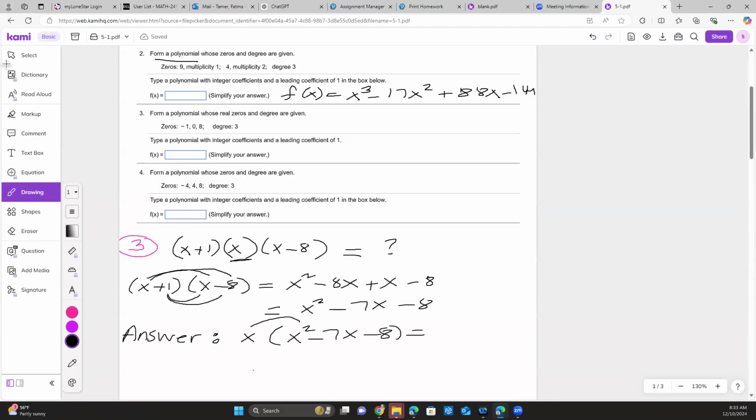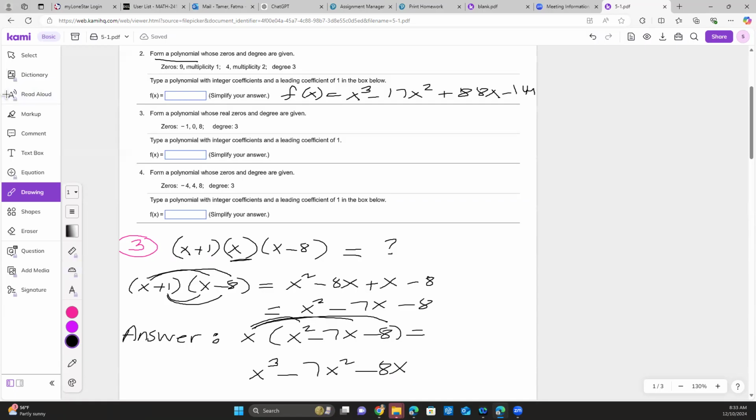So x times x squared is x to the third power. X times negative 7x is negative 7x squared. And x times negative 8 is negative 8x. So this answer will go to this box over here for given zeros like this. And it's a very similar question. Number 3 and number 2, they are the same type.